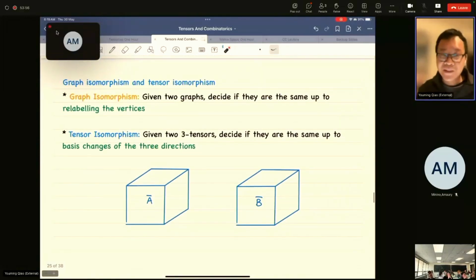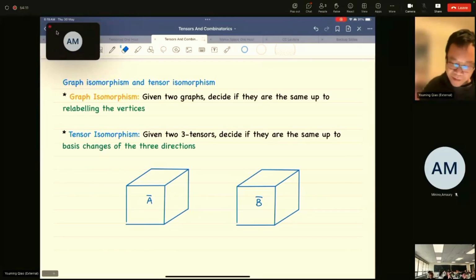And tensor iso. I was browsing through the schedule and just realized I'm not sure whether you have seen tensor iso or not. So now I'm going to give you a very intuitive definition. For now, we'll be mostly talking about 3 tensors. 3 tensors are just cubes of numbers, right? These are cubes of numbers, and we want to know whether these 3 tensors are the same up to basis changes of the 3 directions.